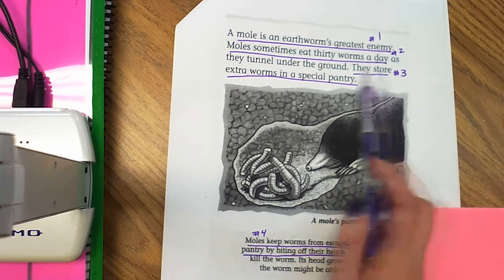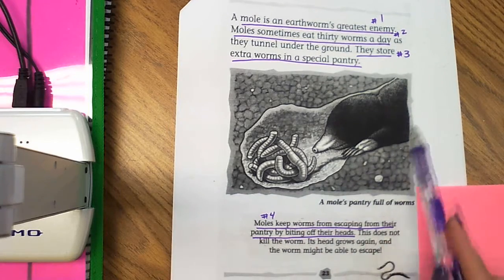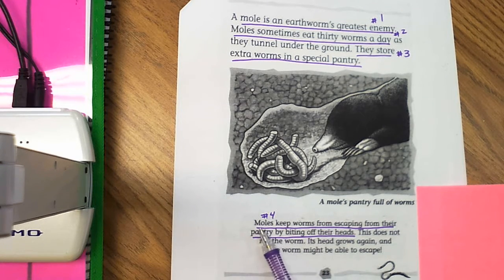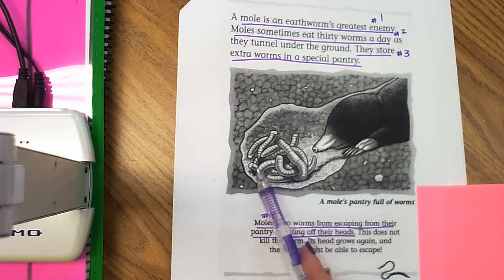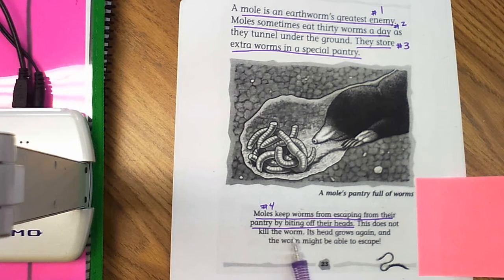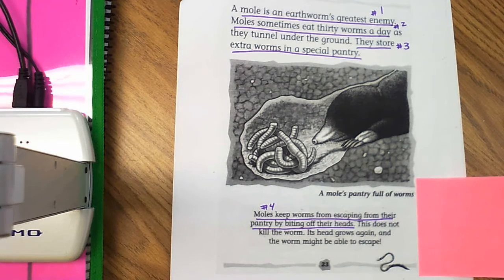It then says they store extra worms in a special pantry. Here's that pantry underground. They dig a tunnel and then they keep any extra worms inside of that tunnel. Here's fact number four. Moles keep worms from escaping from their pantry by biting off their heads. So notice how these worms are missing their heads. That's how the mole keeps them inside that pantry. This does not kill the worm. Its head grows back again and the worm might be able to escape. So this page about moles tells me a whole lot about one of worms' greatest enemies.